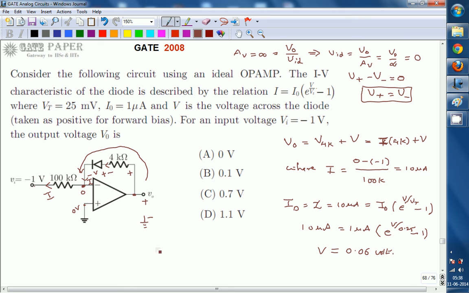From this, V naught is equal to, going through this loop, I times 4K plus the voltage across the diode. I times 4K is 10 microamperes into 4K, plus 0.06. So this is 0.04 plus 0.06, and the total is 0.1 volt. So the output voltage is equal to 0.1 volts, and the right answer is B. The output voltage for the given circuit is 0.1 volts. Thank you.